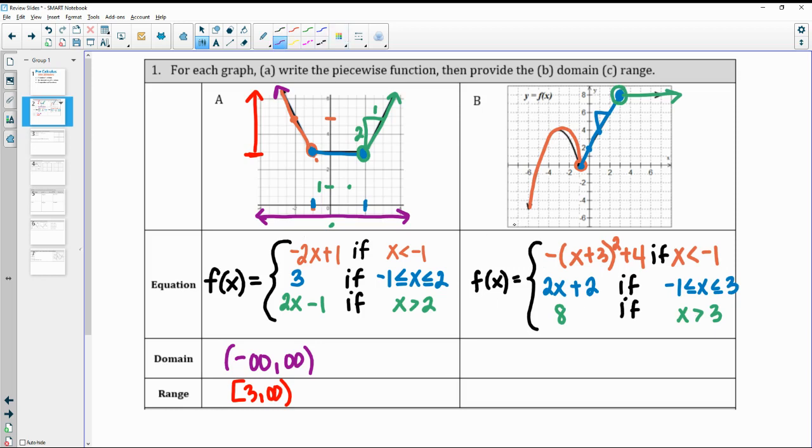Then the domain we see goes all the way left to right because we see this arrow here going to the left and this one going to the right. So -infinity to infinity. And then our range has an arrow going down and then it goes up until 8. So it gets stuck at 8. There's nothing higher than this 8. So the range here is going to be -infinity up until 8, and 8 is included, so we'll have a hard bracket there.